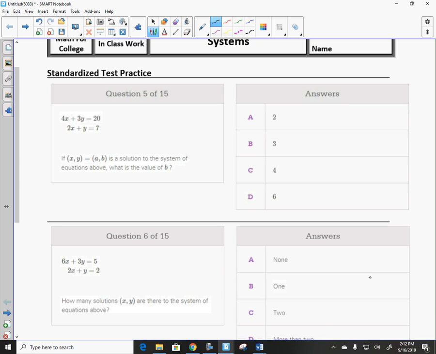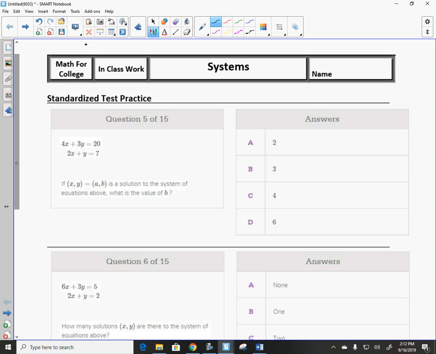Okay, instead of having you guys go through these two questions on your own, we're going to try to go through these two together and see what we got. This is on systems. Systems are two or more equations, and we have 4x plus 3y is 20 and 2x plus y is 7. It says if (x, y) is (a, b) a solution to the system of the equations, what is the value of b?